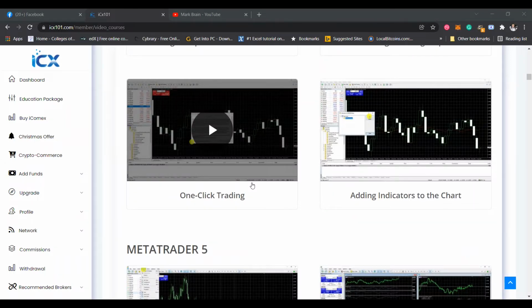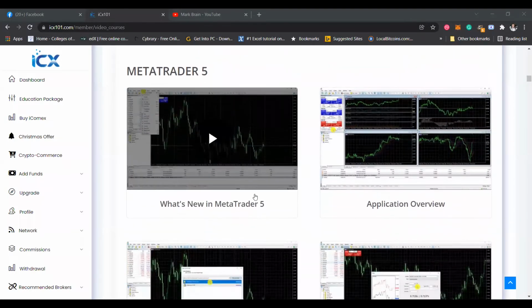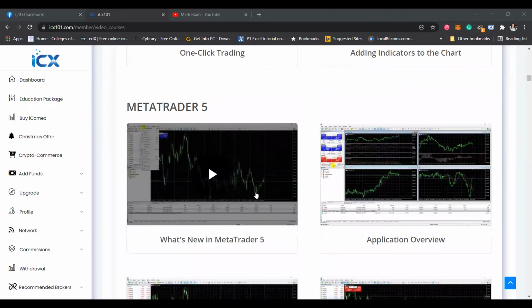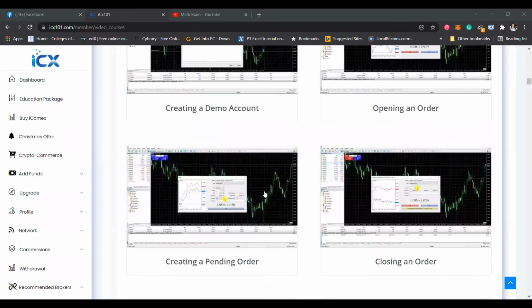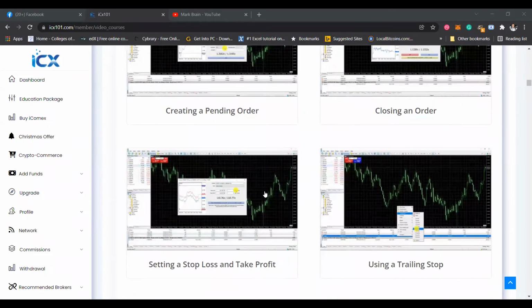Adding indicators to the charts. Maybe you've heard about, you do your research and you got something like moving average, 5, exponential. How do you do that? The video shows you, but we're going to look at all this stuff. Now we have MetaTrader 5. There is not much difference between MetaTrader 4 and 5. It's just the interface and some layers of advancement and some touches that are different. All right. Then we have creating a demo account. We're going to look at all those things.